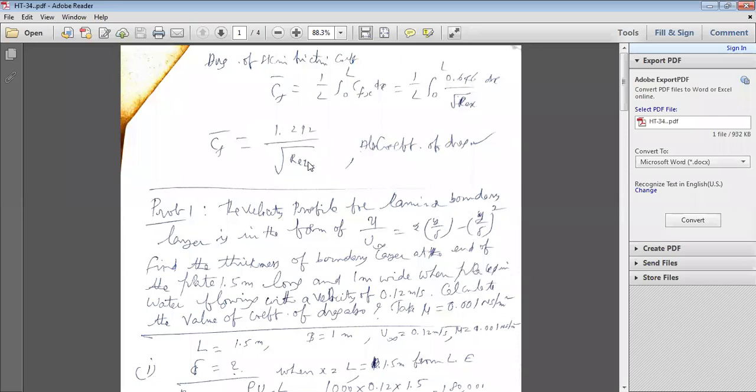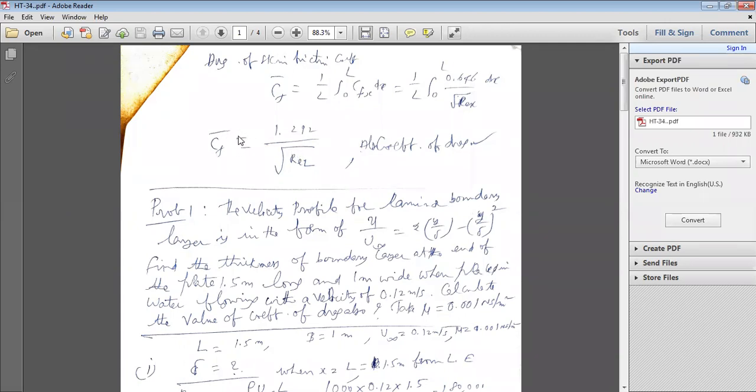x is equal to L, because Re_x becomes Re_L, the Reynolds number at x equal to L. That's why finally the average convection coefficient Cf bar is equal to 1.292 divided by square root of Re_L. In other words, Cf bar is equal to 2 times Cfx. The average convection coefficient Cf bar is equal to 2 into Cfx.